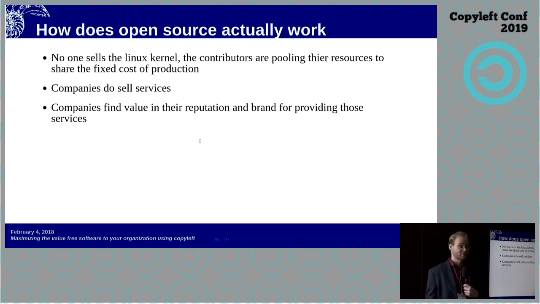Companies do sell services. Red Hat makes a lot of money, a lot of money. They don't actually sell software. They sell services. And companies find value in their reputation and brand for providing these services. I'm going to use Red Hat as an example, because we all know about their brand and reputation. It's high quality software. Governments and large companies can trust the Red Hat brand. Canonical wishes they had the brand and reputation of Red Hat. They've got basically the same software, they just don't have the brand and reputation. That's why Red Hat's worth more.